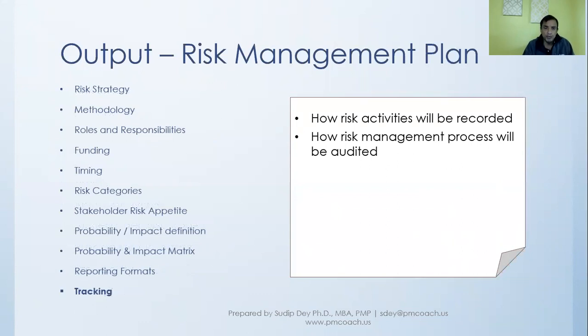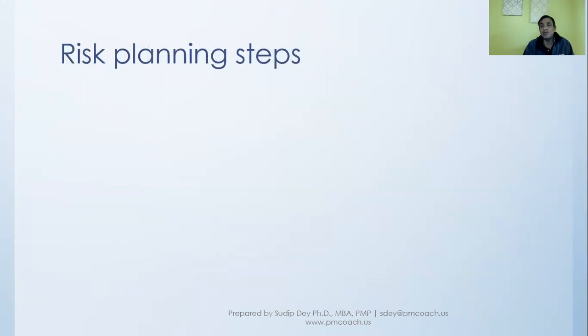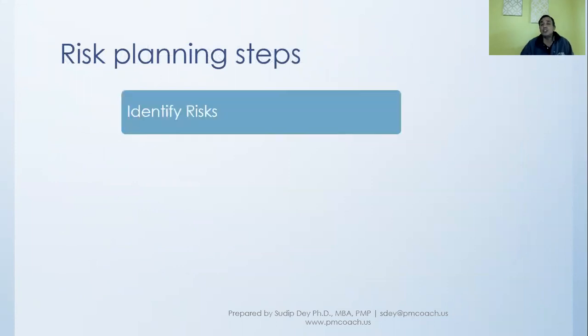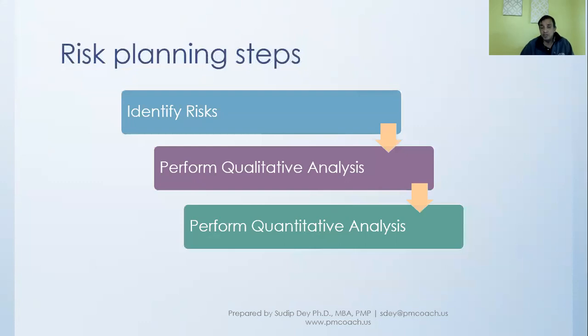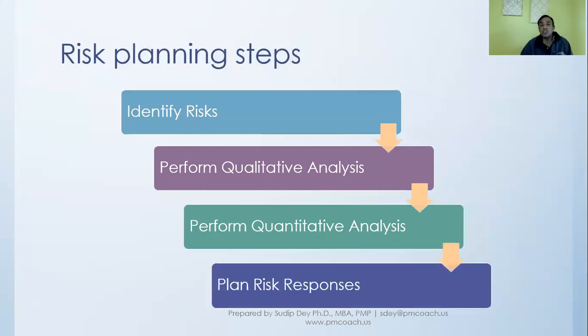So going on from here, our next set of risk planning steps are these. We'll first take up identify risk, where we'll be identifying different risks. Then we'll take those risks and perform qualitative risk analysis. After that, we'll perform quantitative risk analysis. And then, based on the analysis we have done and how we have prioritized the risks we have identified, we will go ahead and plan what kind of responses we will have if a risk gets triggered.